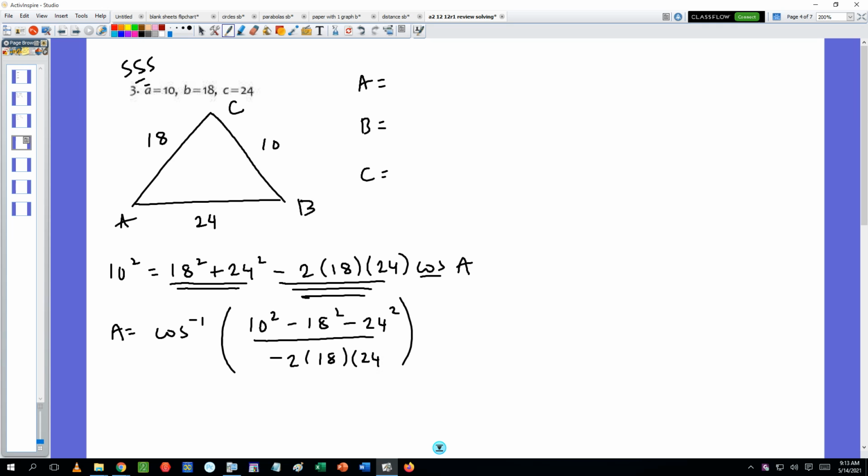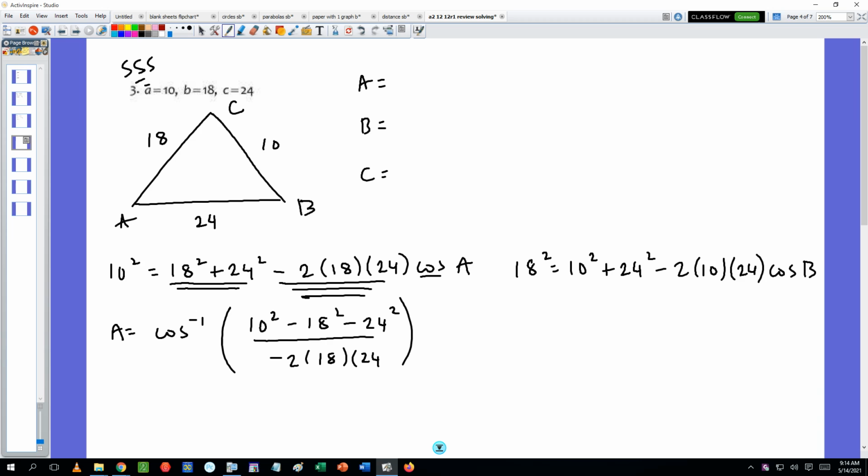And I'm going to go ahead and set up the next one. To figure out the next angle, that would be B, because 18 would be smaller than 24. So here is my 18 equation. 18 squared is equal to the other two sides squared, added together, minus 2 times those singular, times the cosine of the angle that started it, and the 18 is across from angle B.